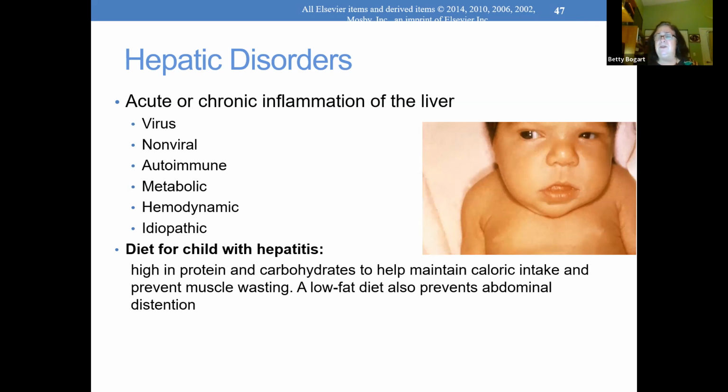But what do we need to know about hepatitis for children? Well, if we're going to feed them, we need to give them high protein and carbs because they need that caloric intake and they need the protein for muscles, okay? Because that's part of what hepatitis does, but low fat because they can't tolerate fat. Liver digests fat. Liver's not working, you're not digesting fat. What happens? You get bloated, gas pains, you don't want it. So high protein, high carbs.